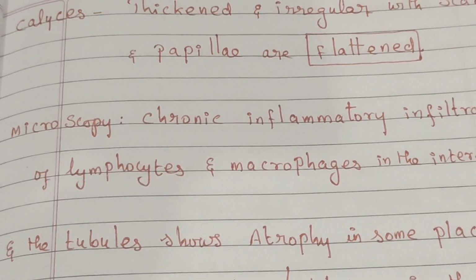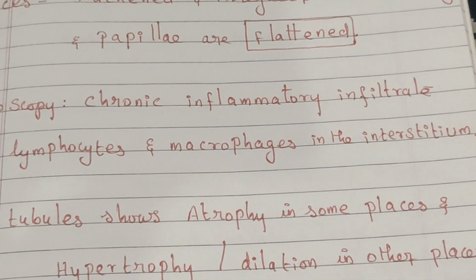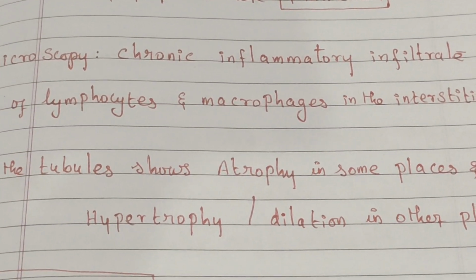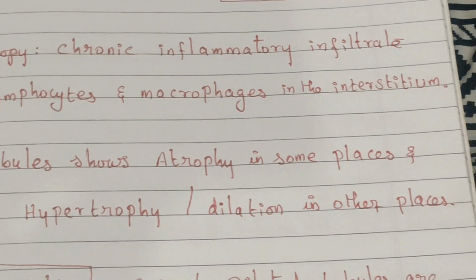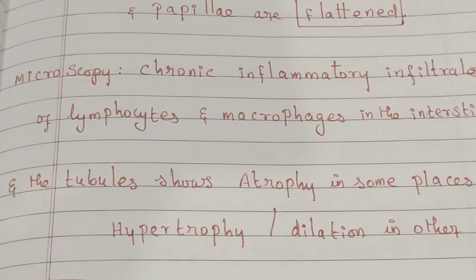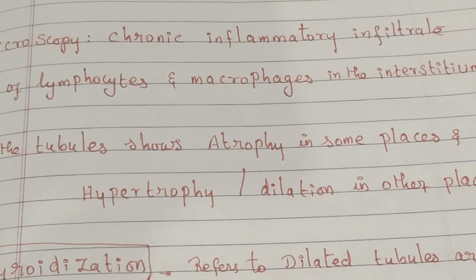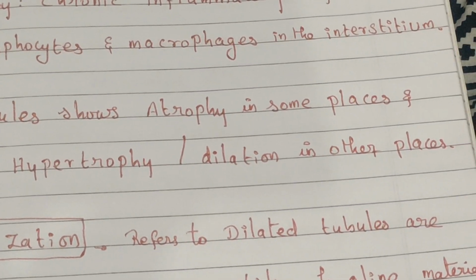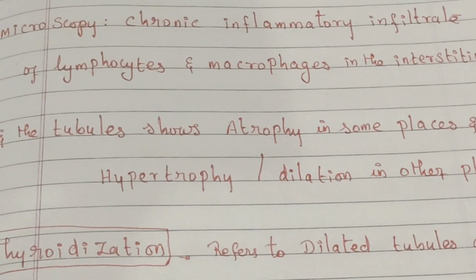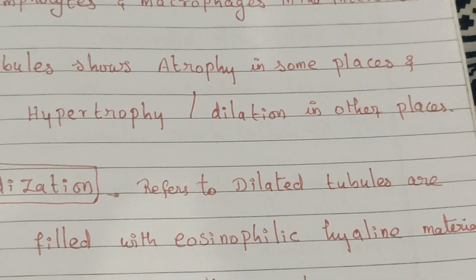Next one is microscopy. Microscopy shows chronic inflammatory infiltrate of lymphocytes and macrophages in the interstitium, and the tubules show atrophy in some places, and hypertrophy and dilation in other places.